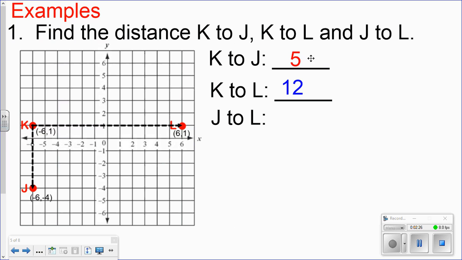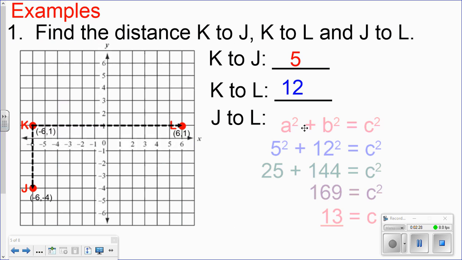Then we have leg A and leg B. We use the Pythagorean theorem, plug in A, which is 5, so 5 squared is 25, plug in B, which is 12, 12 squared is 144, equals c squared. We add 25 and 144 and get 169 equals c squared. We take the square root of both sides and we get 13 equals c.